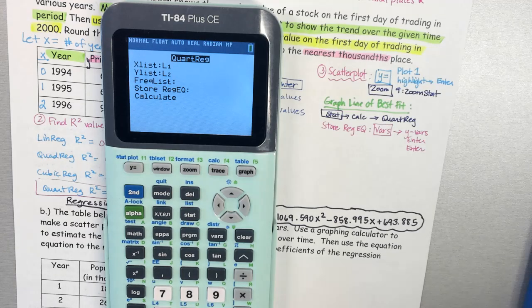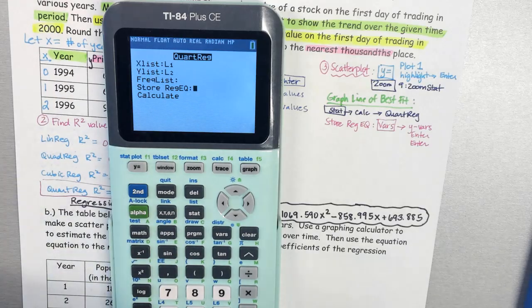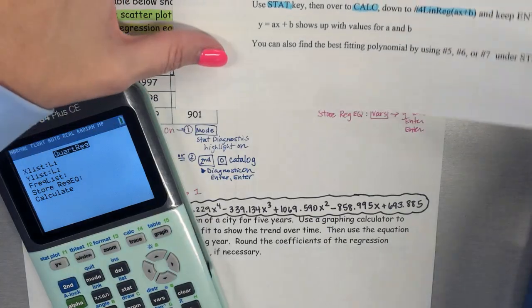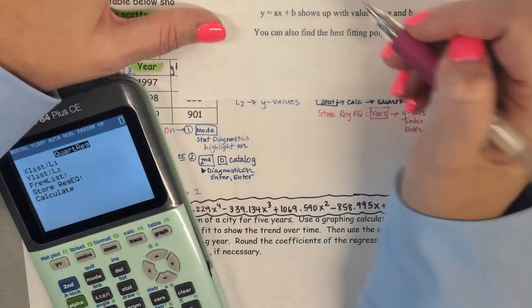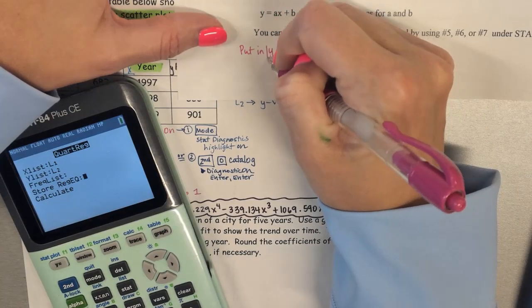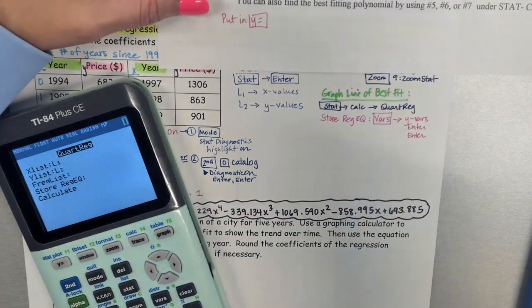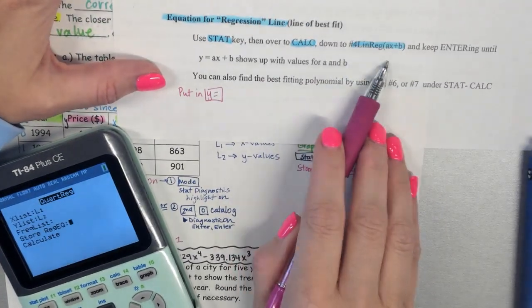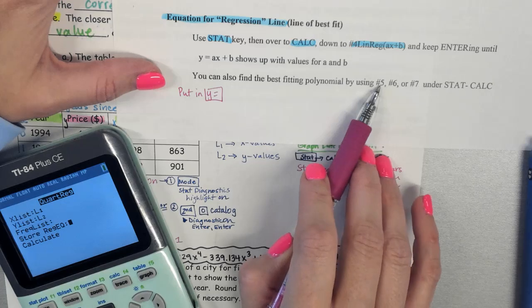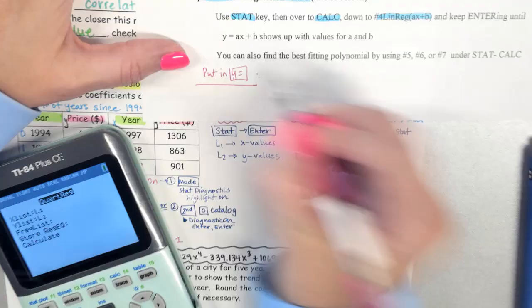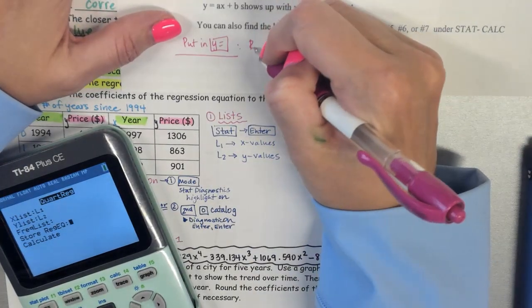I'm just seeing if this one has that. Okay, so once you have that, maybe we should write this on here too, how to put in y equals. Okay, so that's where you have to select your regression. So it's either LinReg, QuadReg, CubicReg. To put in y equals, do your regression.